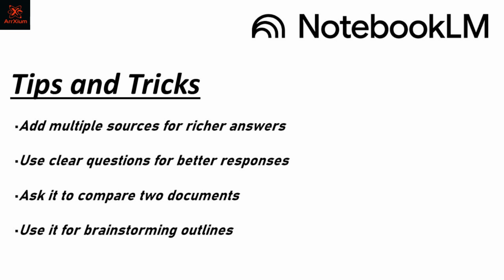Use clear questions for better responses. You know that the prompt is very important for the AI to output a clear answer. So use clear questions for better responses. Another tip is to ask it to compare two documents. You can compare two things in your textbook and get a better understanding of it, and use it for brainstorming, so you can generate new ideas.